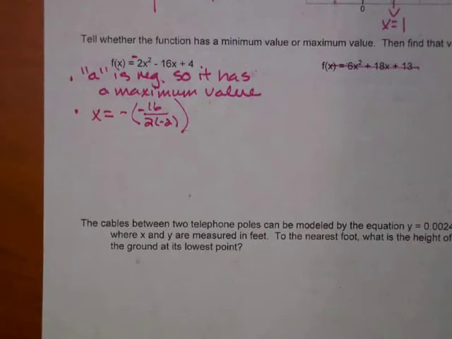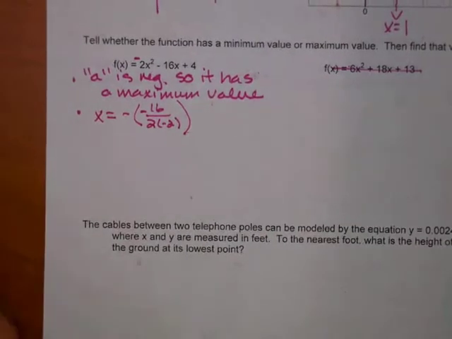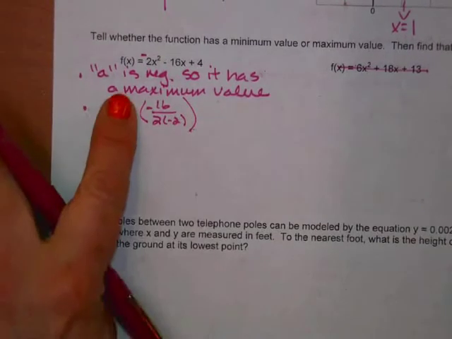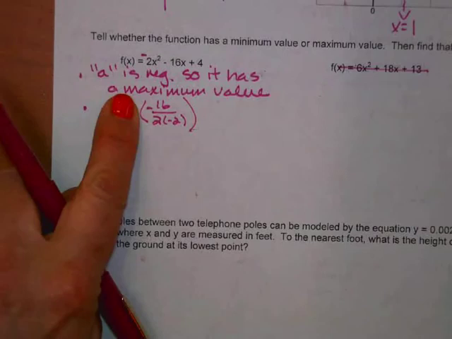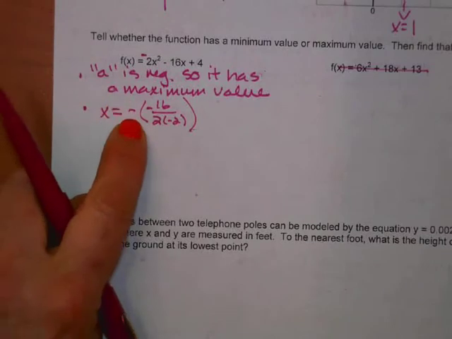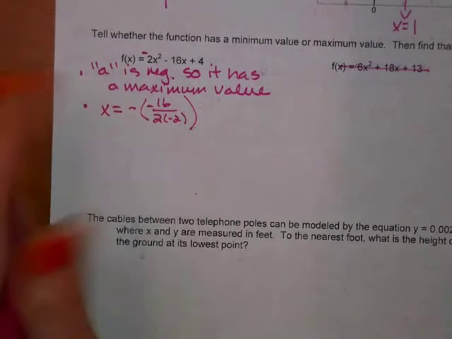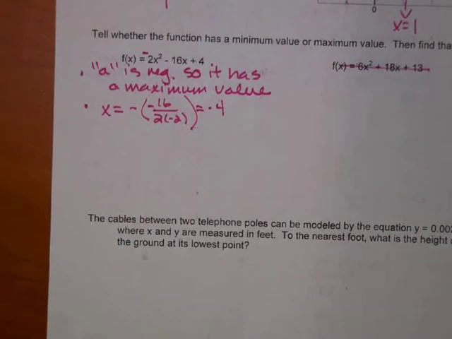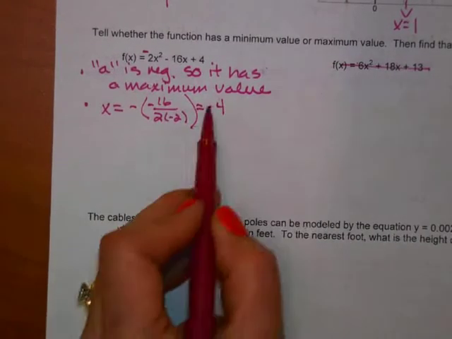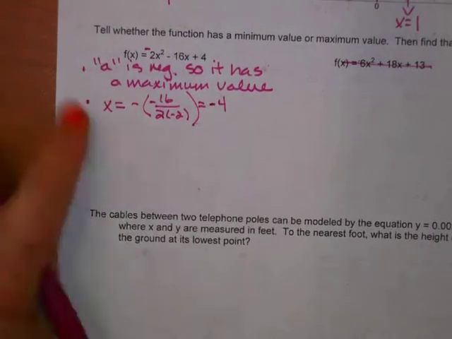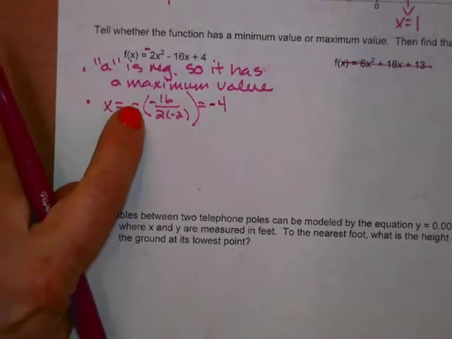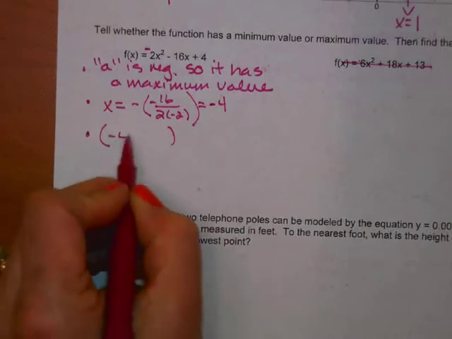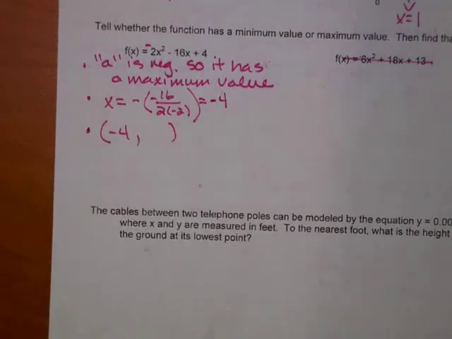over 2 times a, 2 times negative 2. You can simplify that. Negative 16 divided by negative 4 is positive 4, but then we have the negative outside. So it's going to equal negative 4. The negative is outside here. Don't forget that. Okay? Now, remember, this is the x-coordinate of my vertex, isn't it?